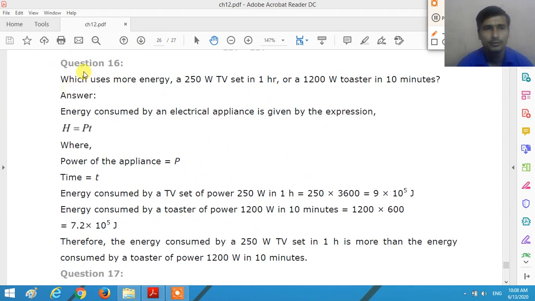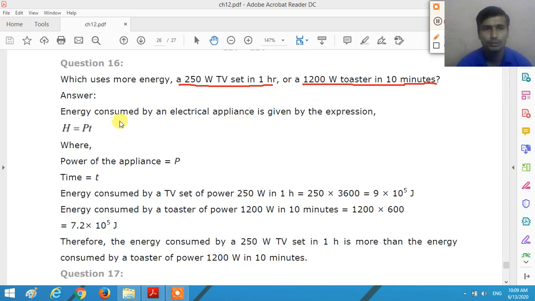So now question number 16. Which uses more energy, a 250 watt TV set in 1 hour or a 1200 watt toaster in 10 minutes? So here, dear students, two home appliances are given to you. One is a TV set which has a power rating of 250 watt, which is used for 1 hour, and another is a toaster. The power rating of the toaster is 1200 watt, which is used for 10 minutes, right?